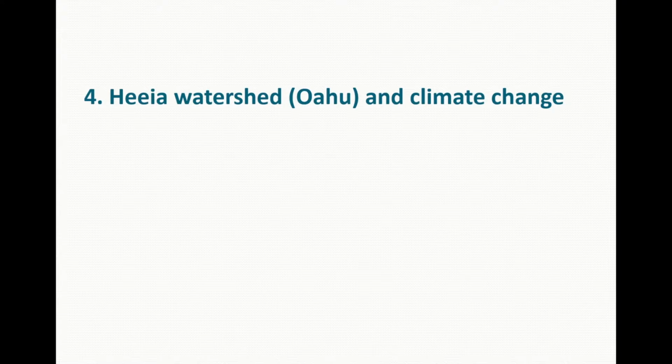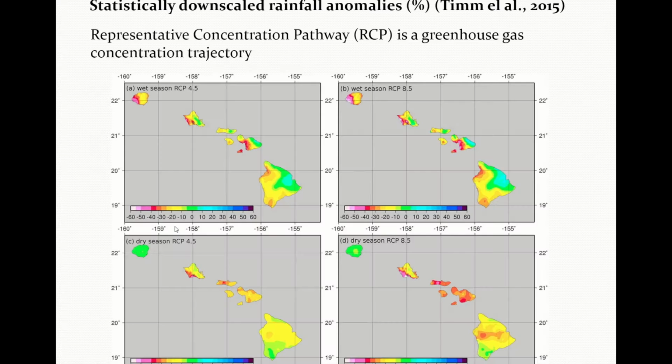The next one is about Heeia watershed in Oahu, related to climate change and the water budget. So here are the climate change maps, and we use the statistically downscaled rainfall calculations, and the map shows the anomalies. Yellow and red are decrease in rainfall, meaning the area gets drier, and green and blue mean increase, or getting wetter. So we can see the leeward sides getting drier and the windward side getting wetter.